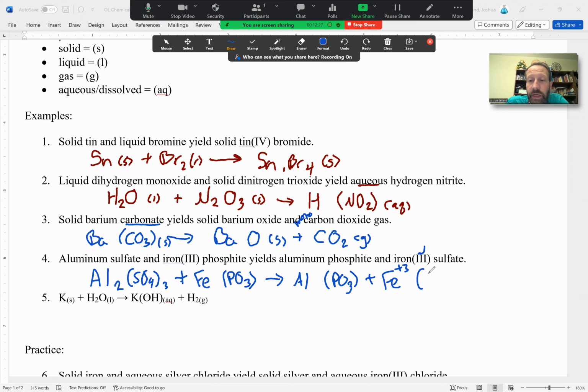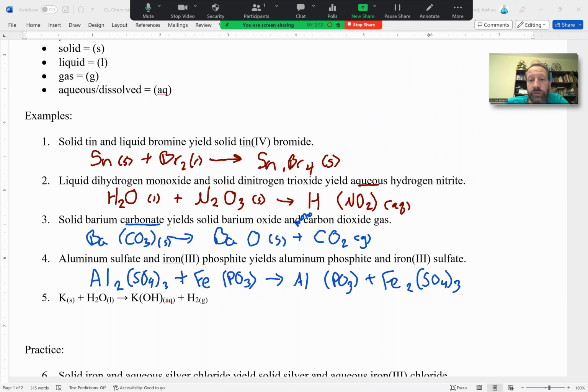And sulfate is still SO4 and is still a -2. And I crisscross and reduce this because iron is a metal. So we crisscross and reduce. The 2 goes there. The 3 goes there. Now notice the 3's outside the parentheses because I don't mess with what's in the parentheses. That's untouchable. So it's got to crisscross to the outside. Okay. So that's that one. That's all there is to it.